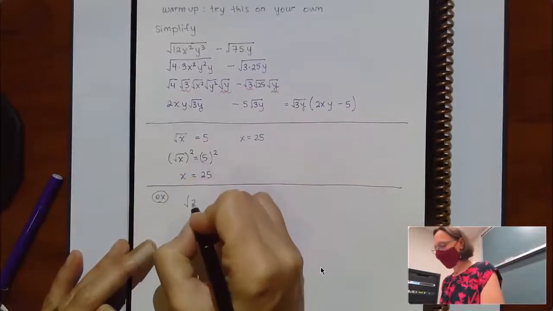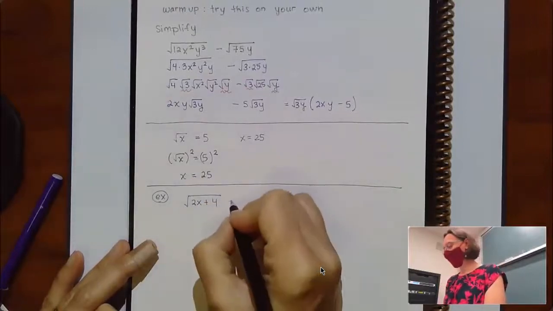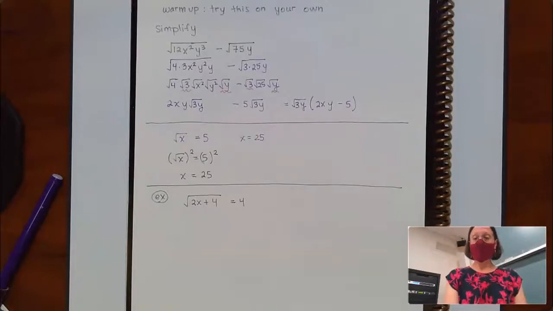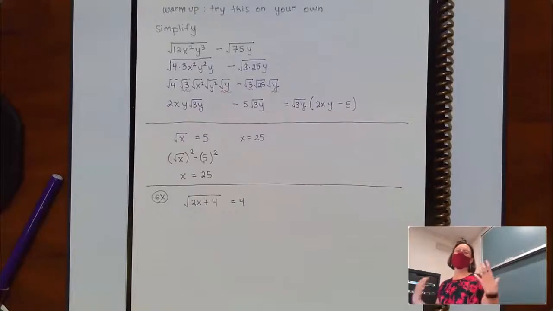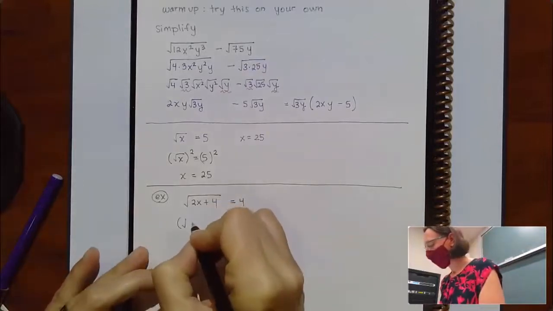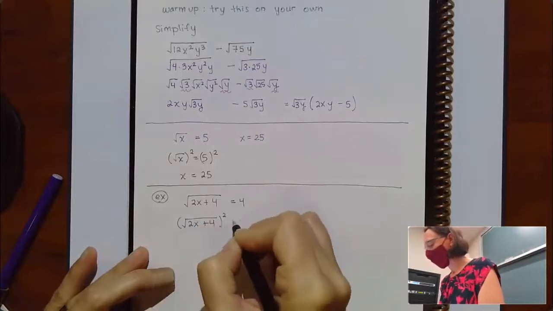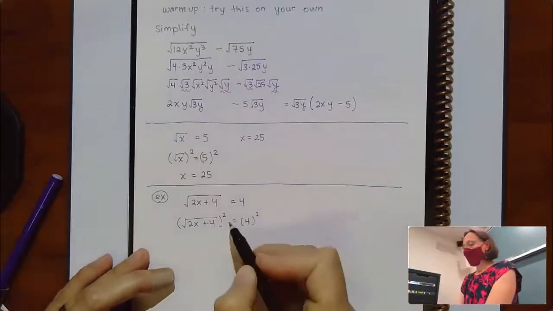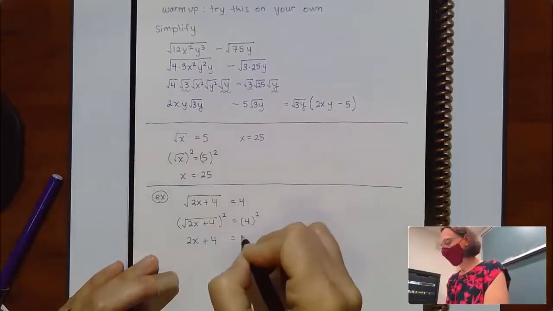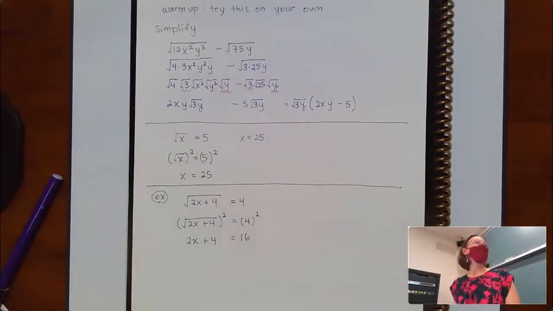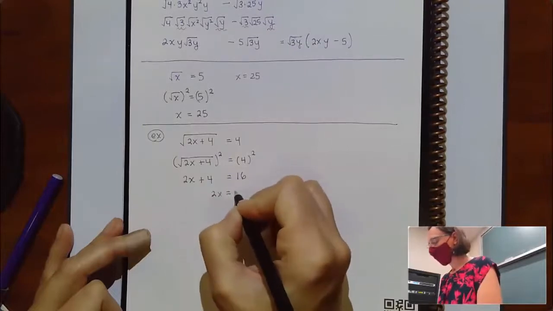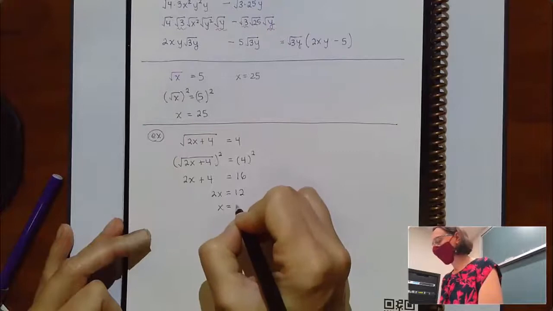So let's say that I started off with something like the square root of 2x plus 4 is equal to 4. I'm going to start off the same way that I did on the previous one, meaning if I'm trying to isolate that x, the thing that I need to do to solve this is to square both sides. So I'm going to take that square root of 2x plus 4 and square it, and I'll take the other side and square it. When I square something that's been square rooted, I get the stuff inside back. And 4 squared is 16. Now I can totally isolate that and say 2x is equal to 12, or x is equal to 6.